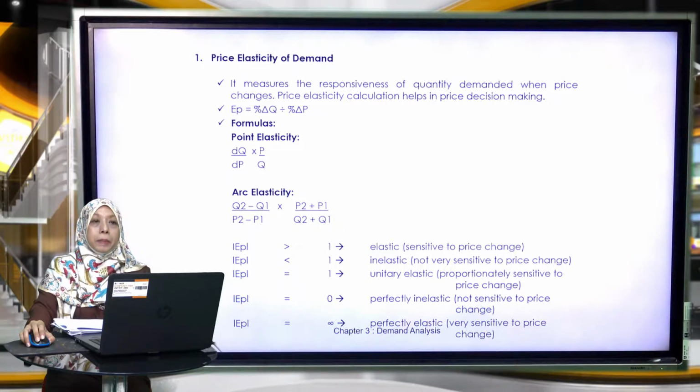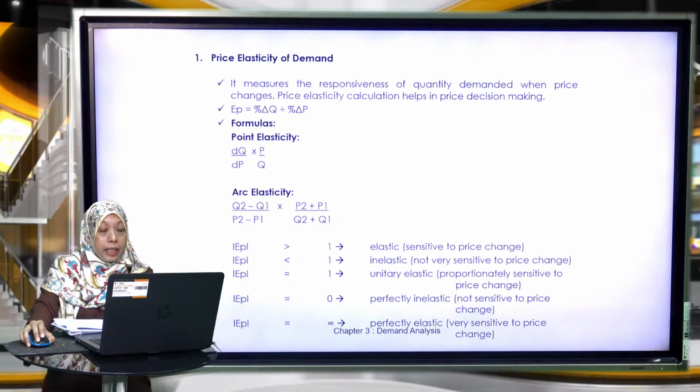Unitary elastic means the percentage change in price and quantity demanded is the same. So for example, if price increased by 10%, then quantity demanded will fall by 10%. So this is what we call unitary elastic. Now, when the absolute value of your coefficient is equal to 0, then demand is said to be perfectly inelastic. Perfectly inelastic means your demand is not sensitive at all. It doesn't matter how much your price changes, the demand remains the same.